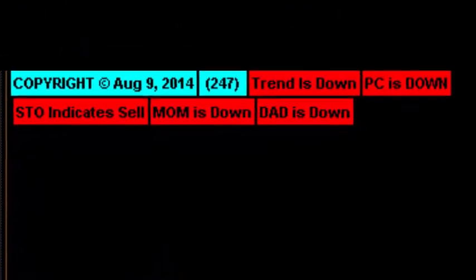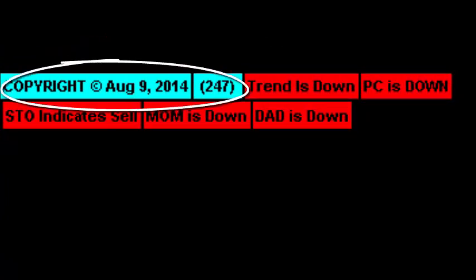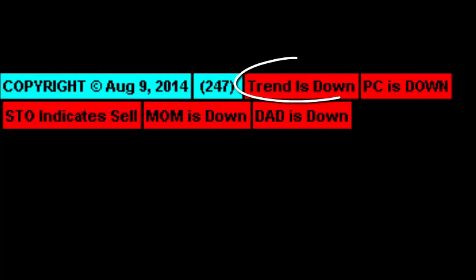Now you'll notice I got something extra there. I'll show you in a minute. So let's look at them one by one. This is just copyright and number of days left in the license. Then we've got, of course, trend. Trend is down. That just means the 50-period simple moving average is down.